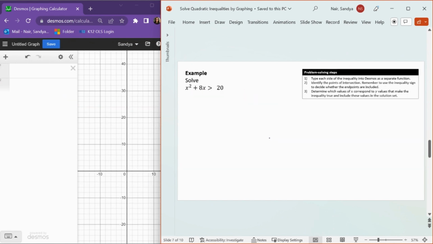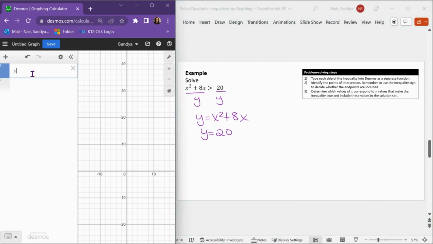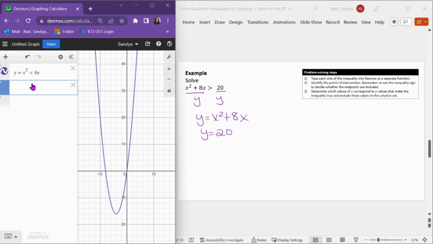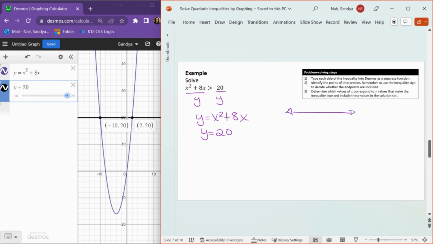So now let's try this example. We have x squared plus 8x is greater than 20. So if I separate this into two functions, I have y equals x squared plus 8x, and I have y equals 20. And let's go ahead now and enter this into Desmos. So we have y equals x squared plus 8x, and then we have y equals 20. Okay, so if we click on those two endpoints, we can see that these are the two endpoints that I'm going to sketch on my number line. So I have negative 10 and I have positive 2.